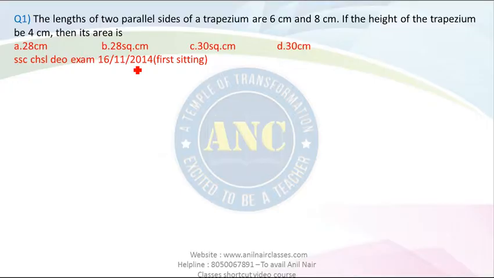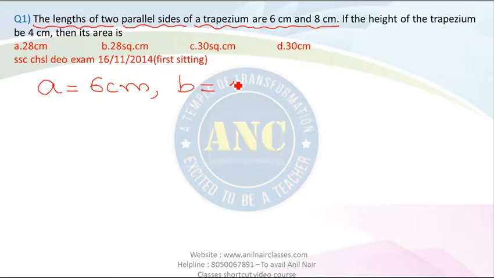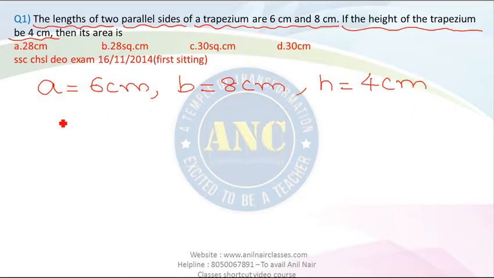Now let us move on to our problems. As I said, majority of the problems I am taking are your original examination questions. Your question is, the lengths of two parallel sides of a trapezium are 6 cm and 8 cm. That means one of the parallel sides I will call A. It is 6 cm for example. Another parallel side I will call B. It is 8 cm. If the height of the trapezium, height H, I will call it as 4 cm, find its area.